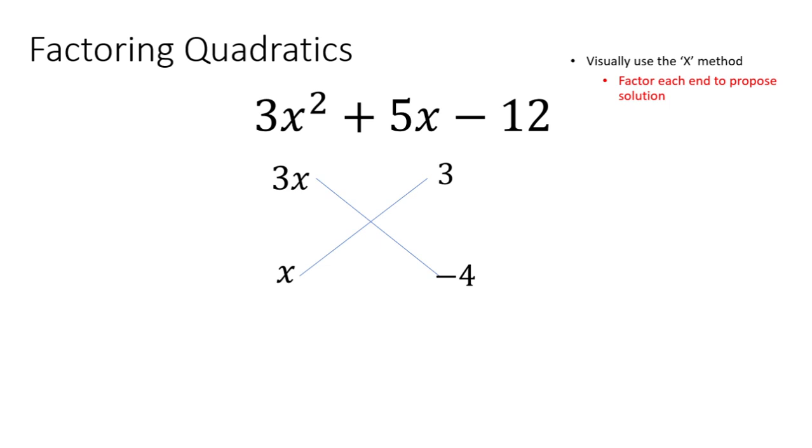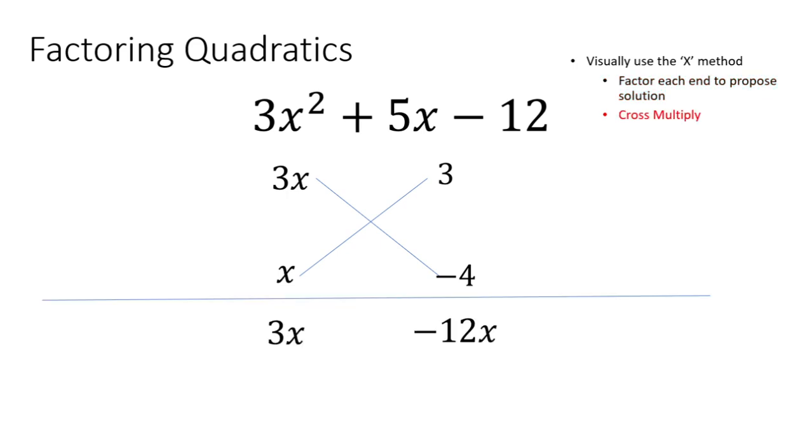So let's factor 3x squared first. Well, we can factor 3x squared into 3x times x. So we write 3x and x underneath the 3x squared at different corners of the x. And now we need to factor negative 12. Well, we can factor negative 12 into 3 times negative 4. So we write both of those numbers underneath the negative 12. So now, once again, we have proposed a solution of 3x plus 3 times x minus 4.